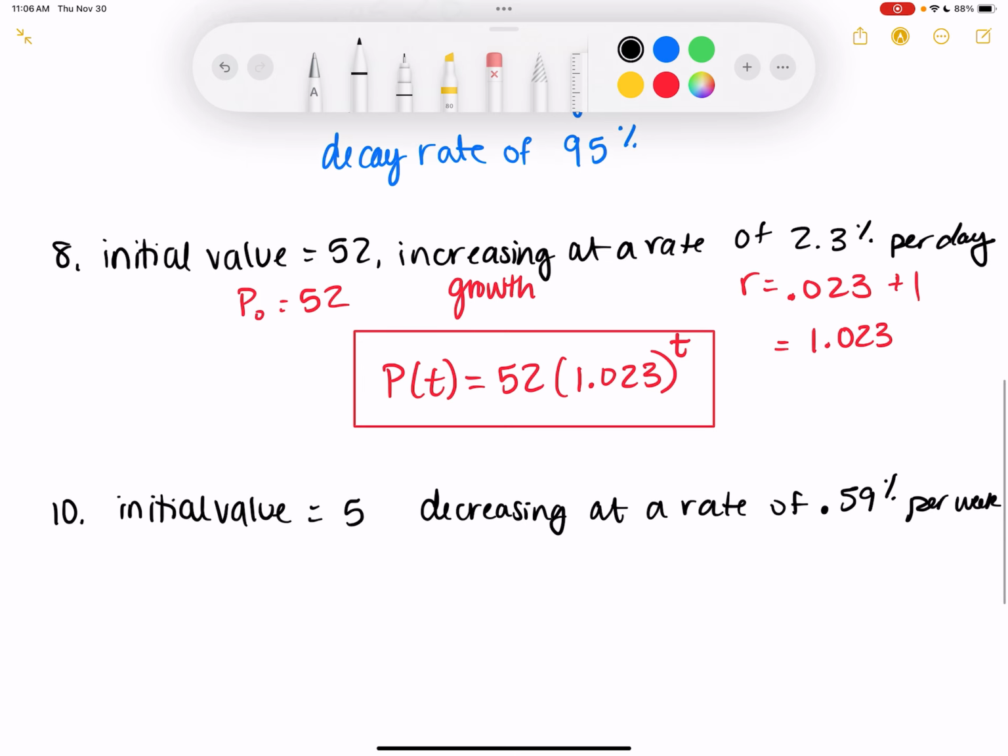All right, so what kind of function is this one going to be? Decay, because it's decreasing. P0 is 5. What would R be? Not R plus 1, just R. Negative point 0, 0.059. Okay, wait, where? So point. Say what you're saying again.